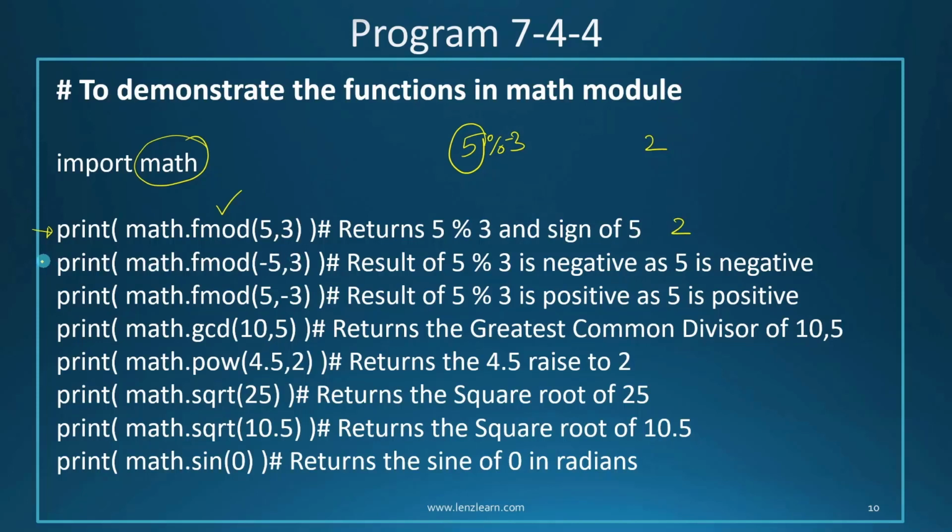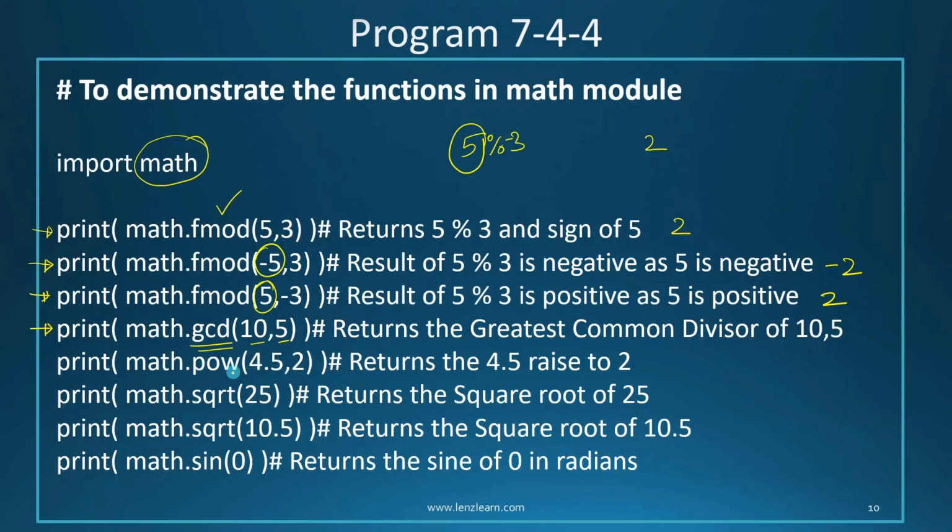Now the next print statement, we are modulo dividing minus 5 with 3. So here the result will be minus 2 because the first operand is negative. Now the third print statement will print again positive 2 because the first operand is positive. After that, in the next print statement, you can find the greatest common divisor of 10 and 5. By giving the values to this function, it will return the greatest common divisor as the answer.